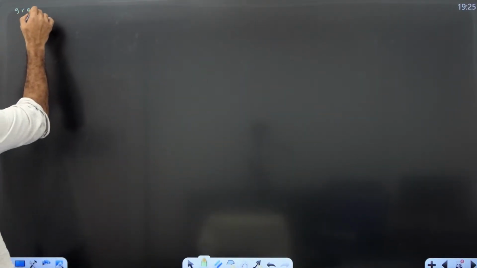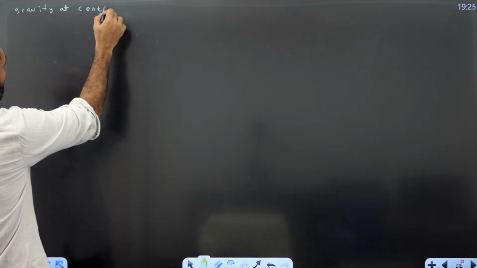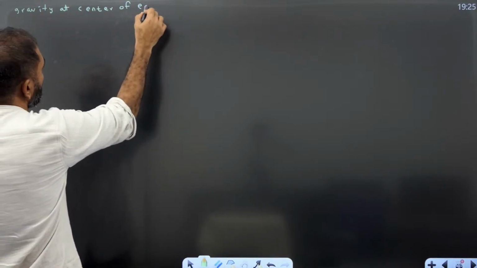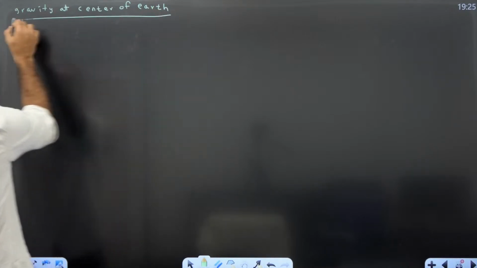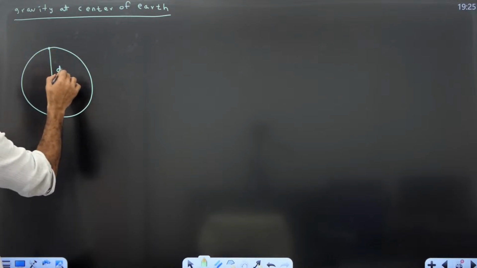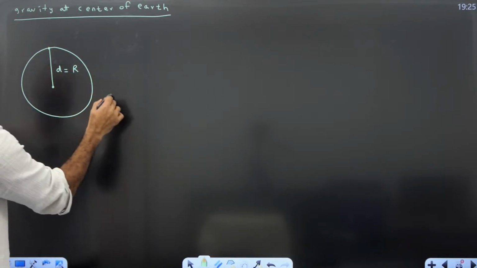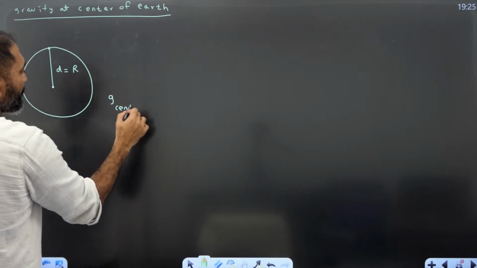Gravity at center of Earth. At center of Earth. Now listen. Suppose I am digging a hole to the center of the Earth such that depth equal to radius. So gravity at the center is equal to what?